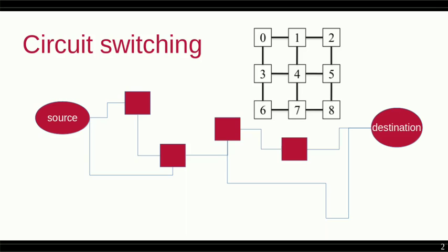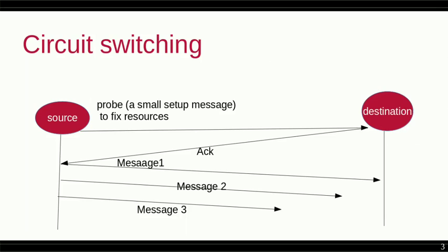This technique pre-allocates resources across multiple hops to the entire message. What it does is it sends a probe. A probe is a small setup message. It sends this message to the network and reserves the links needed for transmission of the entire message from source to destination. Then once this probe reaches the destination, it transmits an acknowledgement message called ACK back to the source.